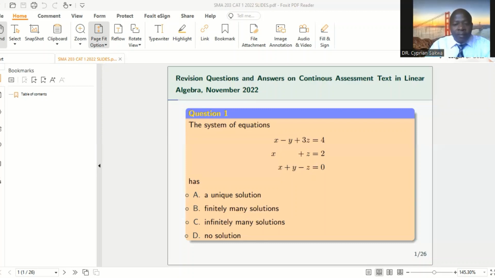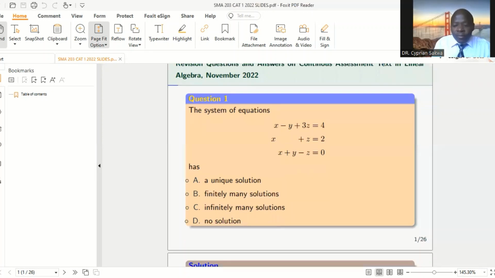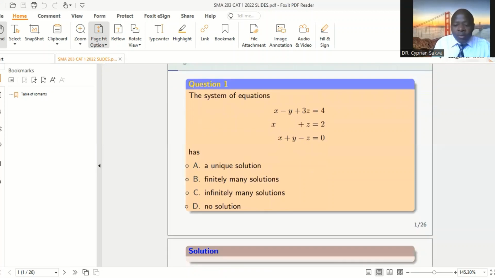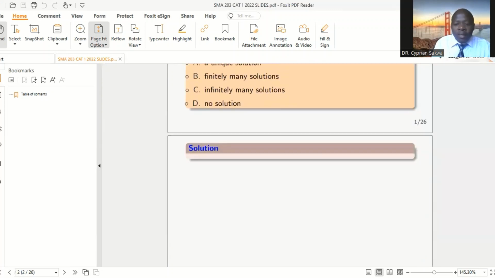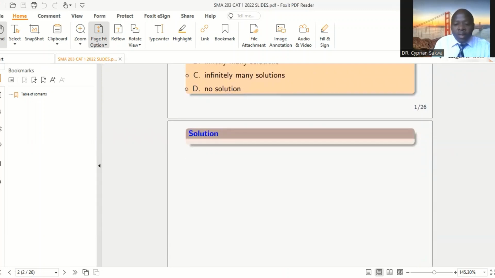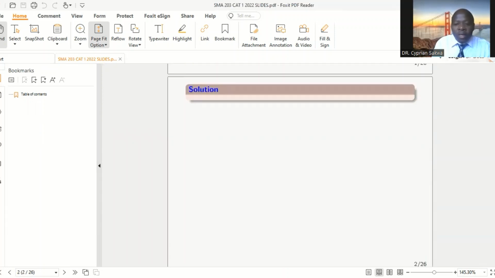Let's see how to do this question. To do this question, you reduce the system to echelon form. And again, in another video, I had shown how to reduce a system to echelon form and also how to transform a system to reduced row echelon form. So you already have those concepts. That means we should move very fast because you already have the knowledge of what we are doing.